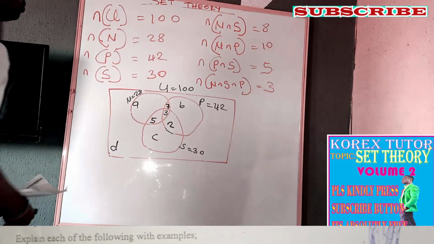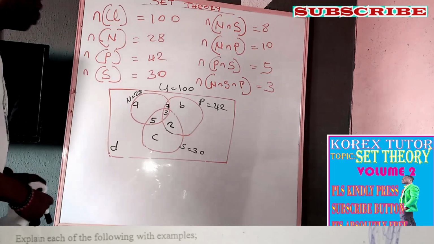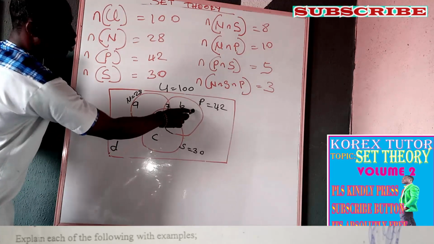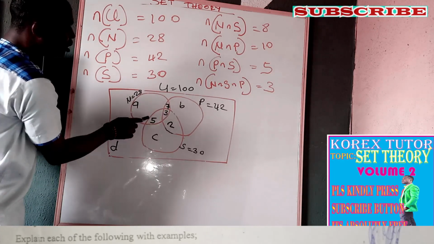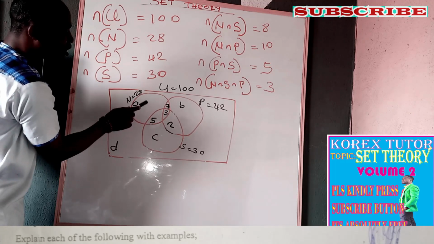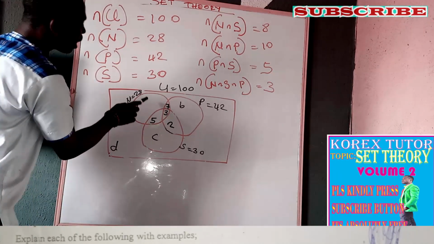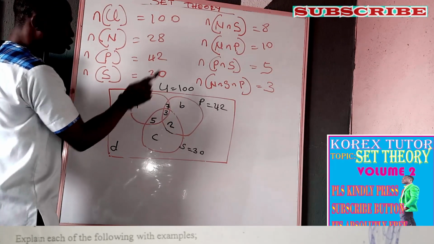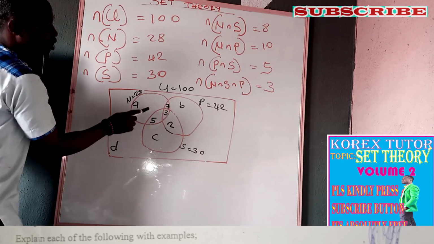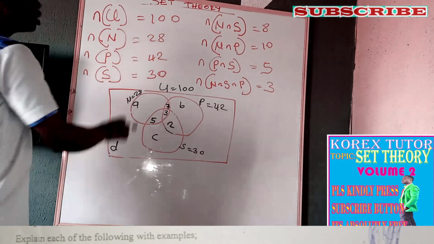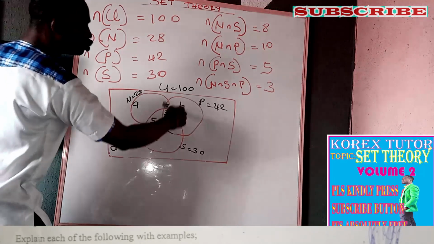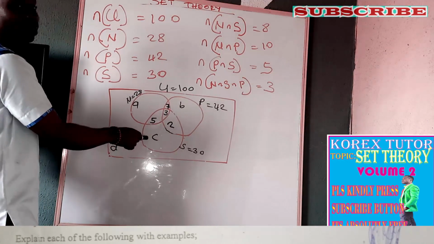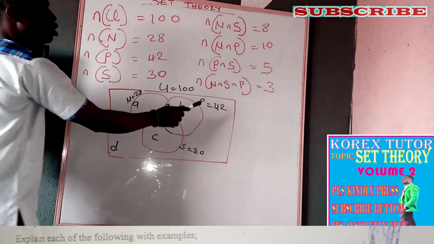So how are we going to find them? We said the people that read Nation are 28. Out of those 28 people that read Nation, 7 read Punch as well, 3 read all the 3 of them, and 5 read Sun as well. So how are we going to know the number of people that read only Nation? That is what is represented by A, and the same thing goes for B as well. People that read Punch, out of 40 people that read Punch, 7 of them read Nation as well, and 3 of them read the other as well. So how are we going to know how many people read only Punch? And the same thing goes for Sun.